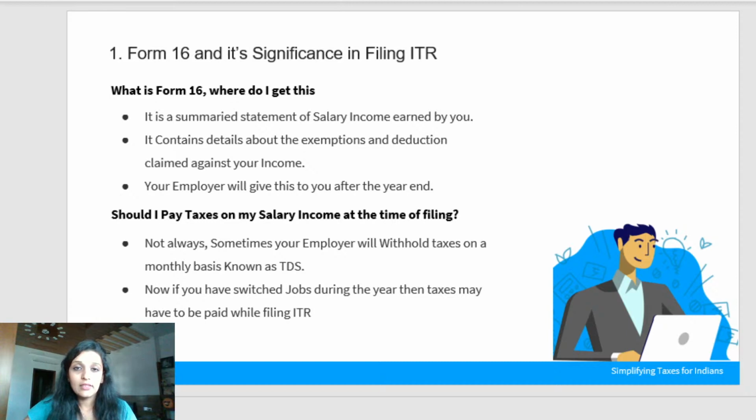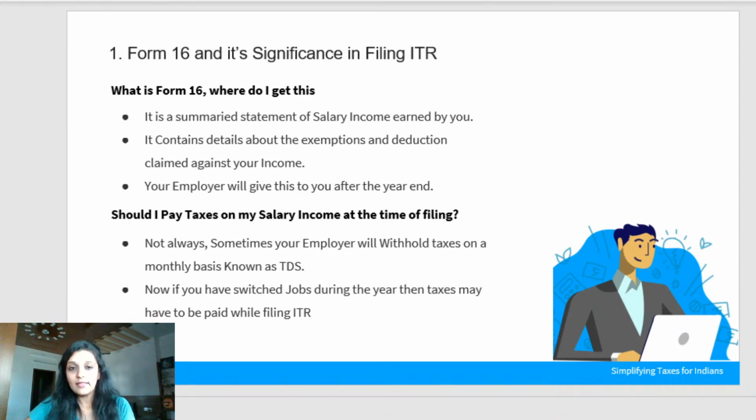So what does Part A cover? Part A will cover the details of quarterly TDS which has been deducted and deposited, then details of the TAN of the employer along with other information. It will contain the name and address of the employer, also the TAN and PAN of the employer as well as the employee. Then Part B will cover the detailed breakup of salary and everything.